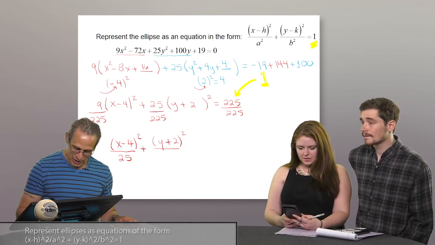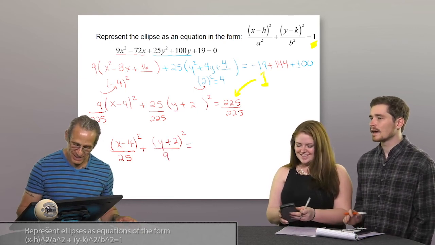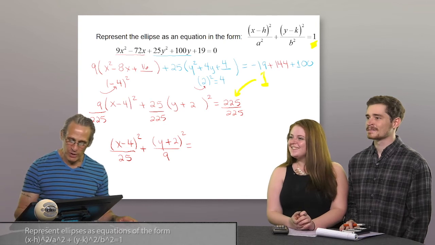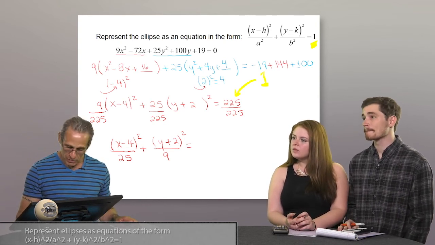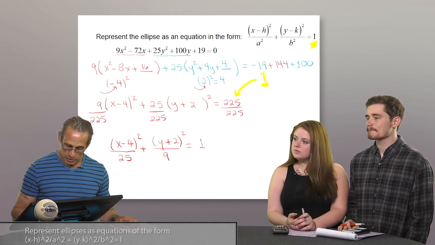Oh, I did it backwards. You did it backwards, didn't you? Yeah, I did. And what's 225 divided by 225? Even if you do this backwards, you'll get it right. What's that? 1. Sorry, that was a joke.